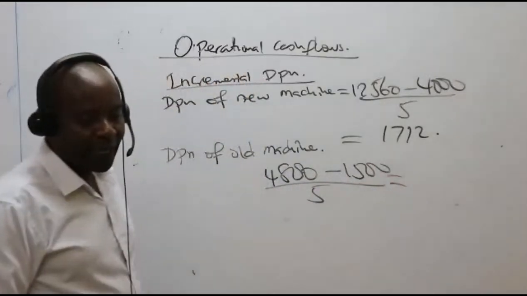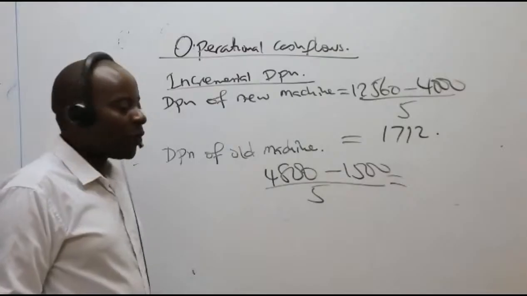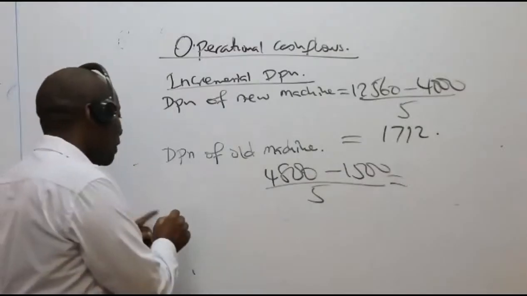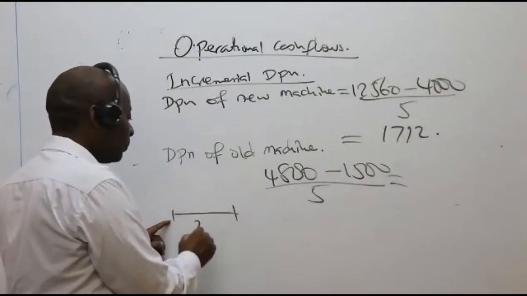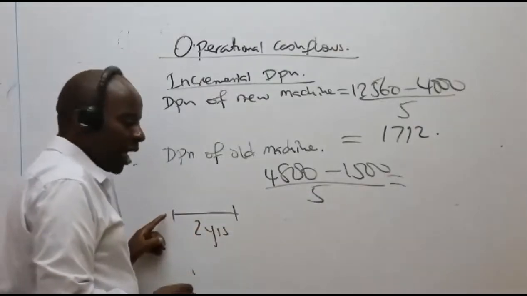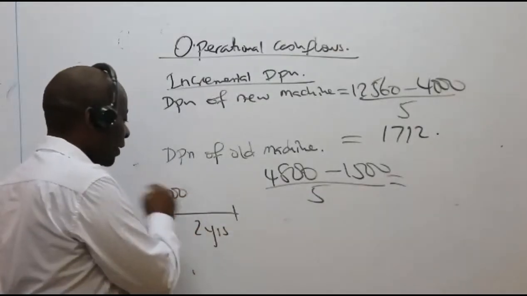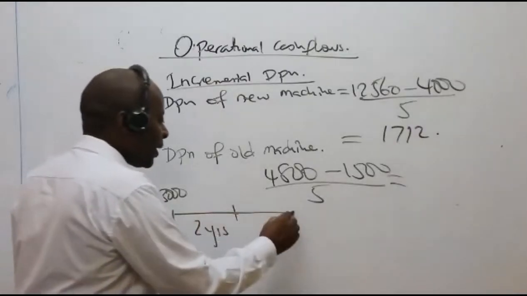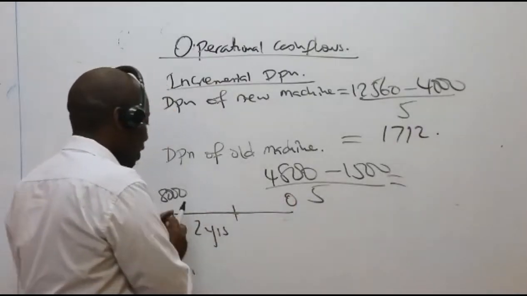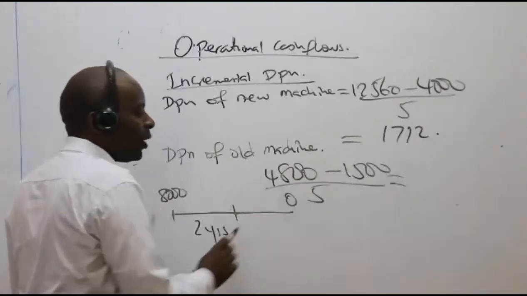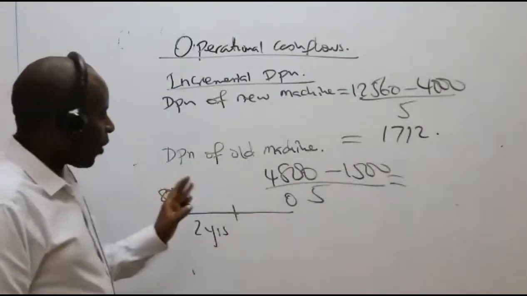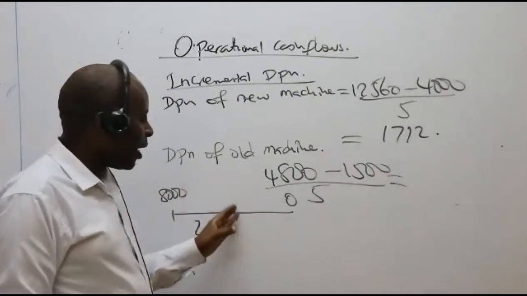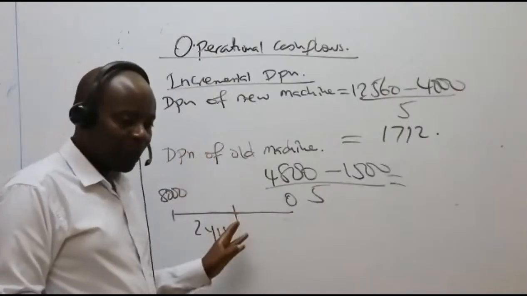And I will explain. Ladies and gentlemen, remember we bought this machine some 2 years ago, and we bought it for 8,000, right? And I did an estimation where we said that for these 5 years, this thing's scrap value will be 0. Now we have come at the time of replacement, 2 years later.